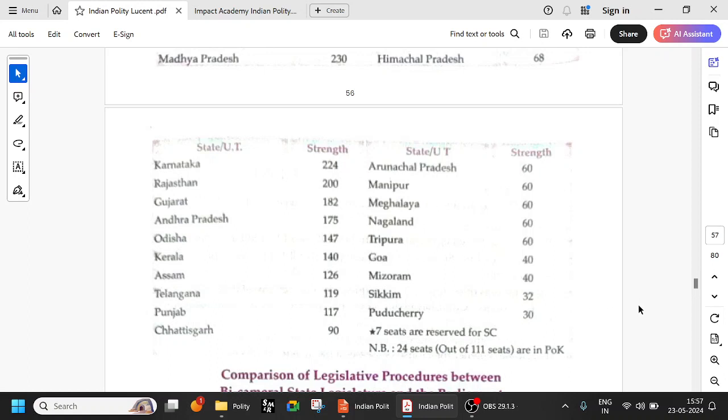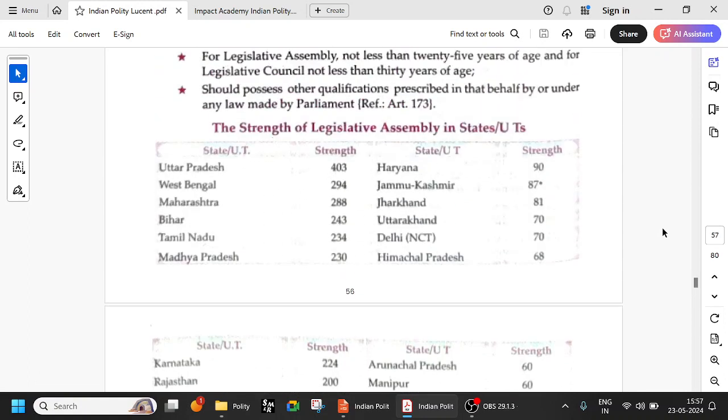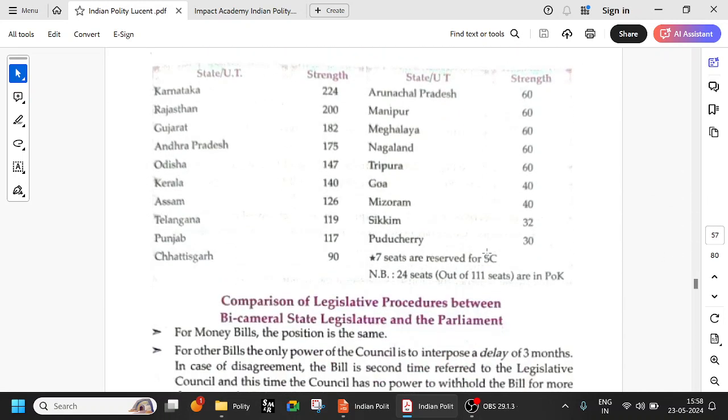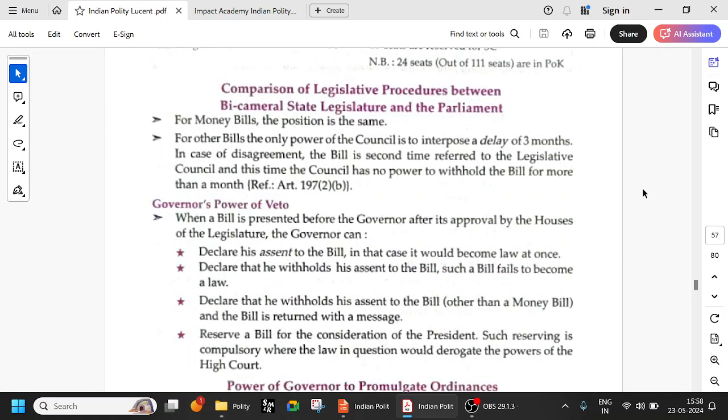There are only very few others. Delhi has 70 seats, and Jammu and Kashmir is now no longer a state, right? It has been converted into a UT. Goa has 40, Mizoram, okay, Sikkim has the lowest. Puducherry and Delhi have assemblies. Other union territories don't have assemblies. They are administered by a lieutenant governor.